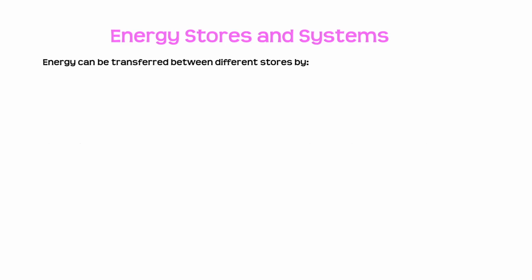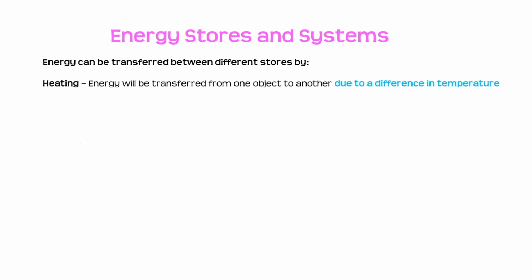Energy can be transferred between different stores using 4 different methods. The first is heating. So energy will be transferred from one object to another if there's a difference in temperature, a temperature gradient, and it will travel from the hottest to the coolest. Radiation is another way we can transfer energy, and in this case the energy is transferred as a wave. An example of this is infrared radiation from the sun.